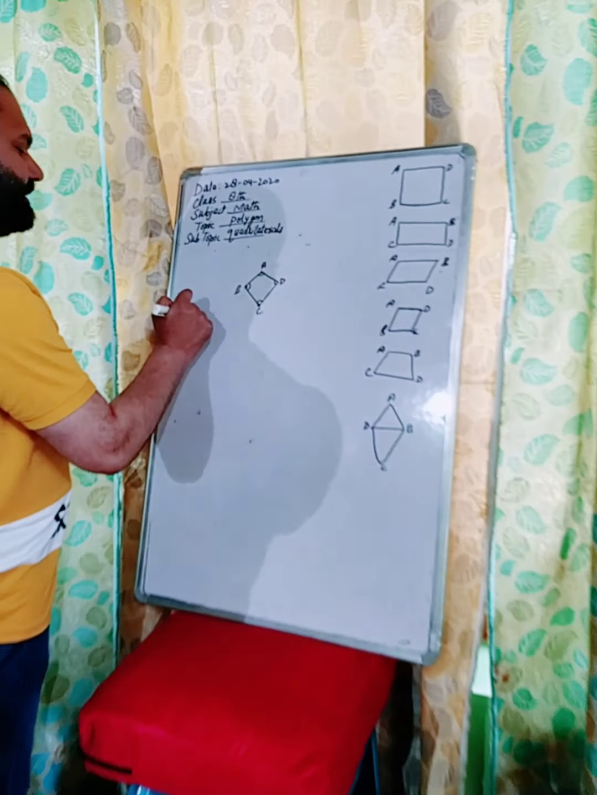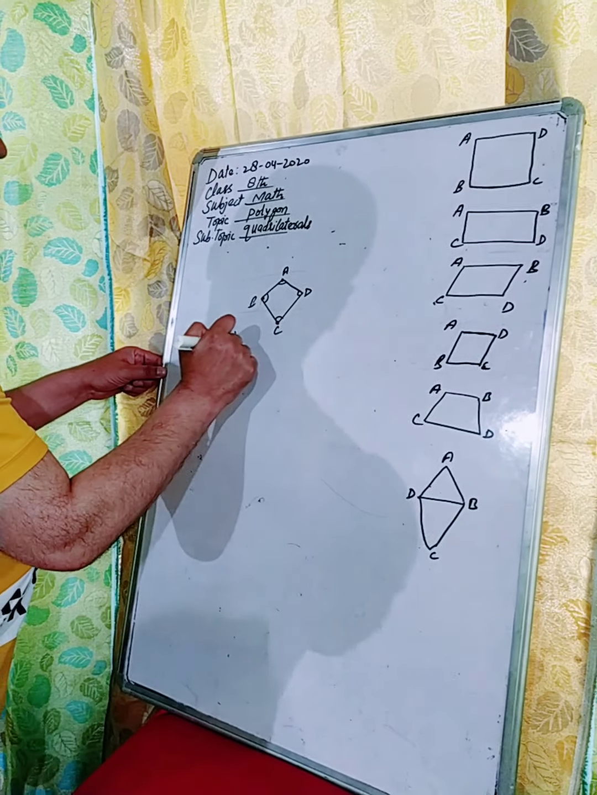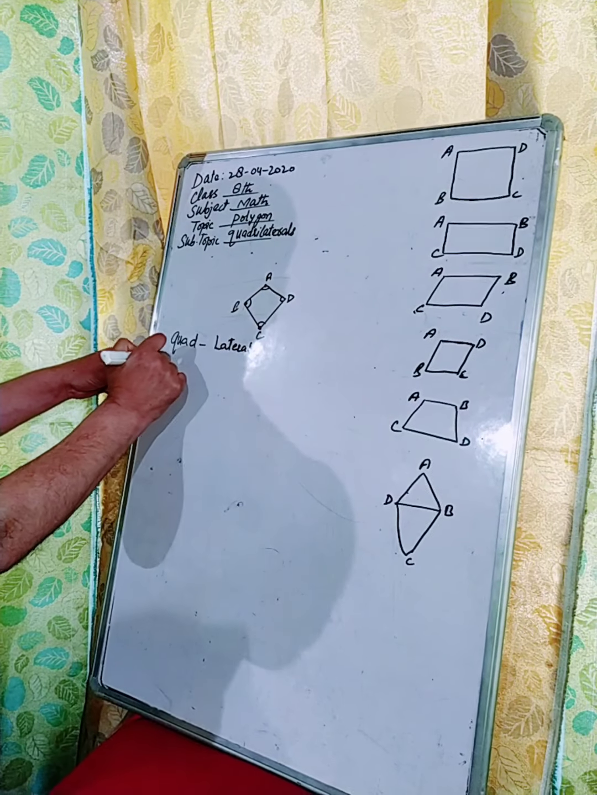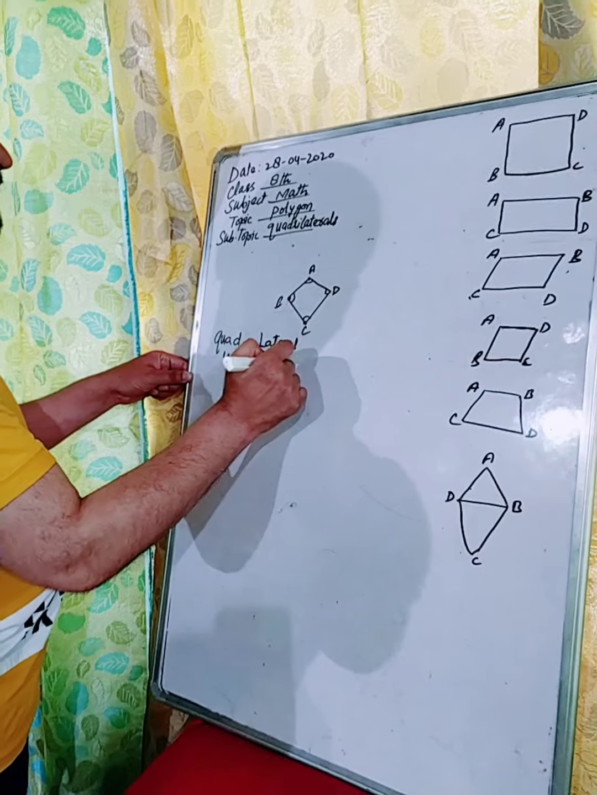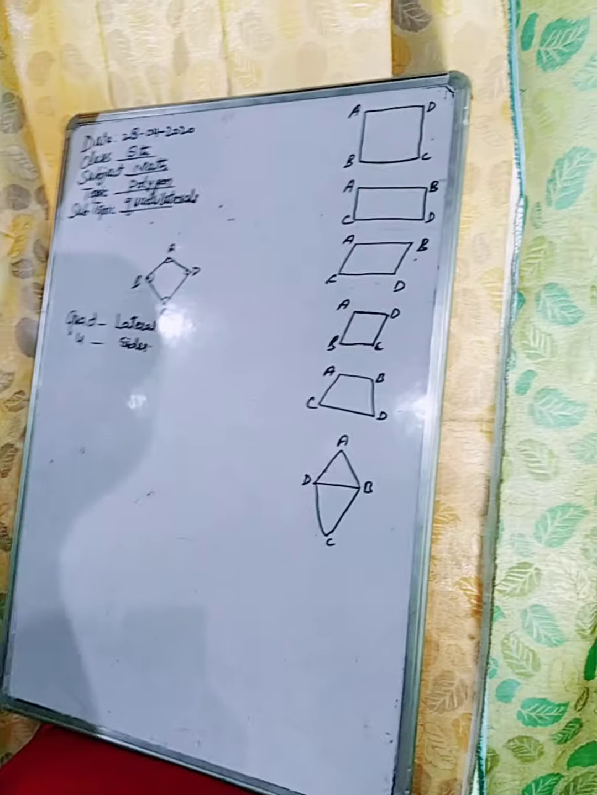It is made of two words, quad and lateral. Quad means four, lateral means sides. A figure having four closed sides is called a quadrilateral.